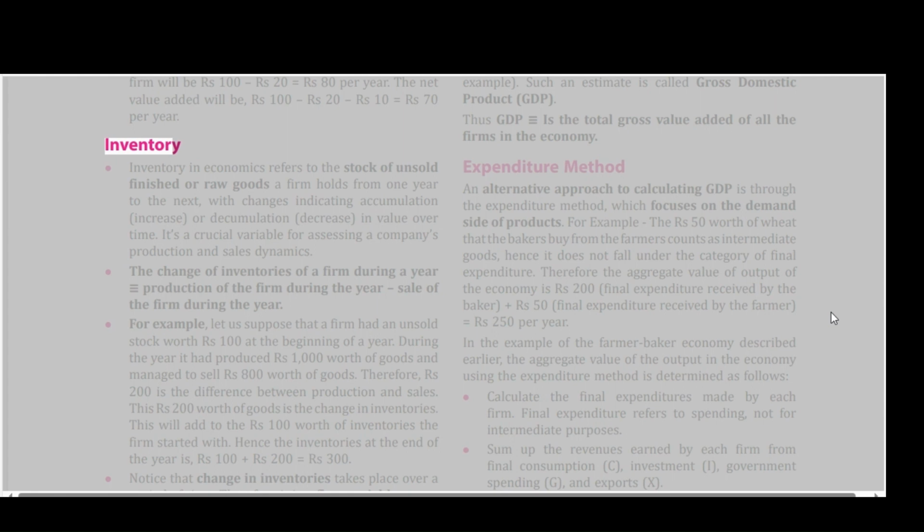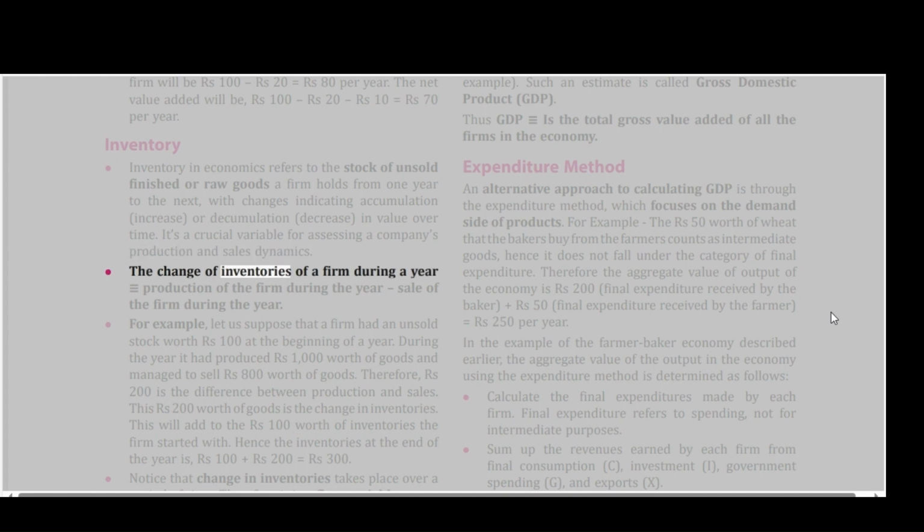Inventory. Inventory in economics refers to the stock of unsold finished or raw goods a firm holds from one year to the next, with changes indicating accumulation (increase) or decumulation (decrease) in value over time. It's a crucial variable for assessing a company's production and sales dynamics.